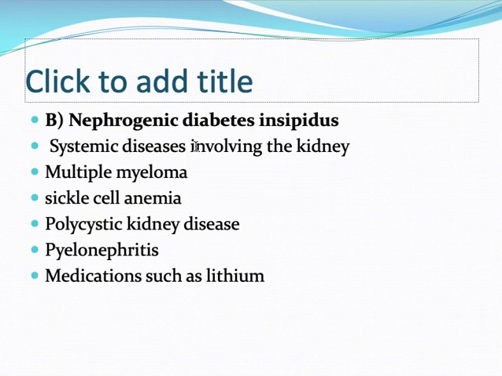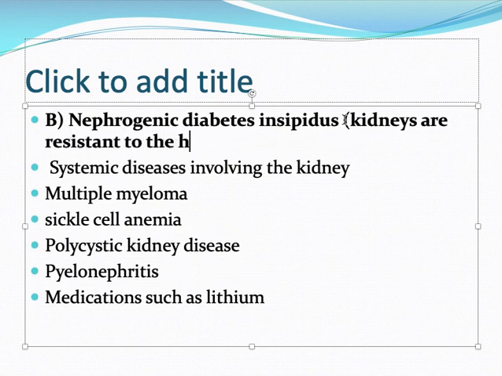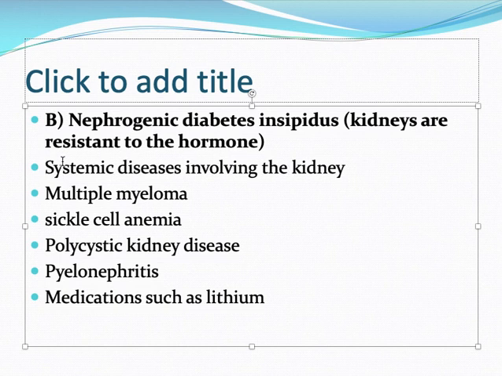Whereas in nephrogenic DI, the hormone is there, but the kidneys are resistant to the hormone. They don't respond to the hormone. So now the causes of this can be many. See, there can be systemic disease involving the kidneys, multiple myeloma, sickle cell anemia, polycystic kidney disease, pyelonephritis, medications such as lithium. Okay, so all these things can cause hypercalcemia, as well as hypokalemia can be there.